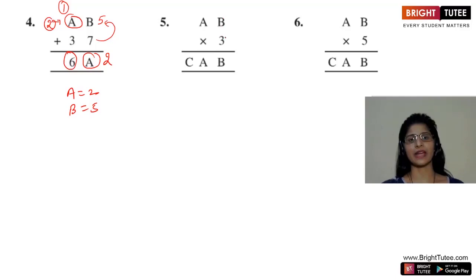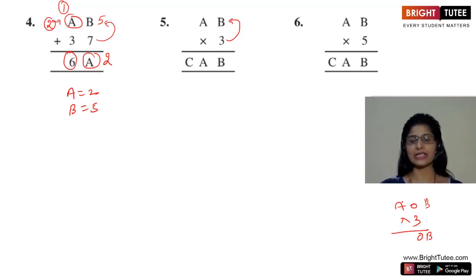Now in question number 5, we have AB that is to be multiplied with 3 and we should get CAB as the answer. So if you see, suppose I multiply 3 with 0, definitely I get 0. So if I write A0 cross 3, I'll get 3 zeros is 0, right? That means this B and this is B. Now 3 into A, we are going to get 3A.